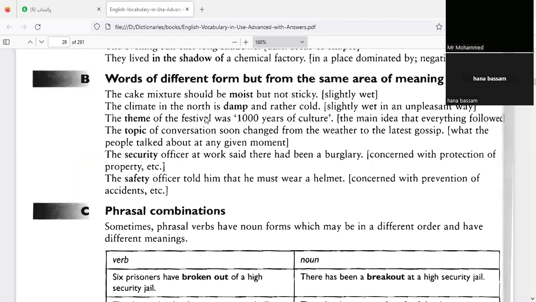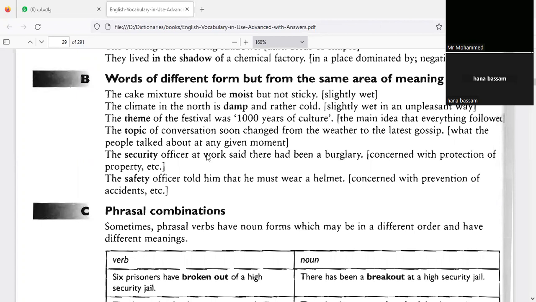Okay, now let's move to another pair that's similar to each other. Like when I say the security officer at work said there had been a burglary. So security. So what does security mean in this context? It means concerned with protection of property. يعني دي حاجة متعلقة بحماية الممتلكات.